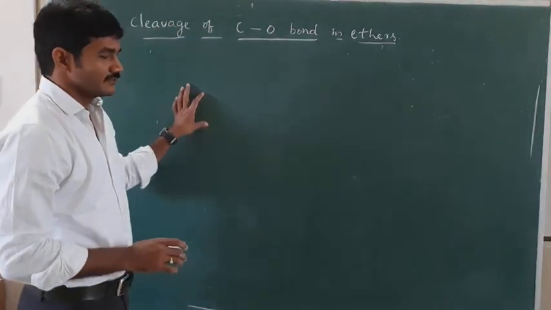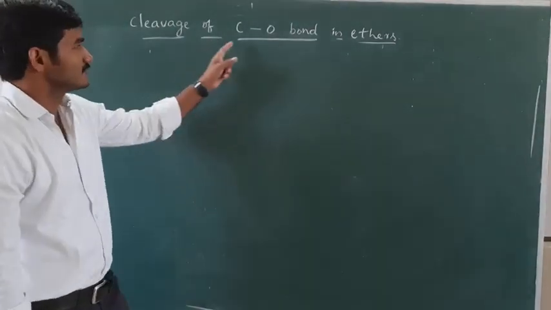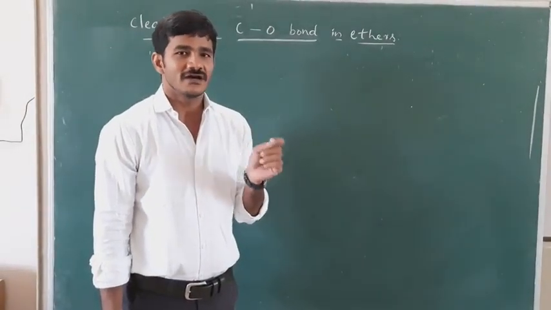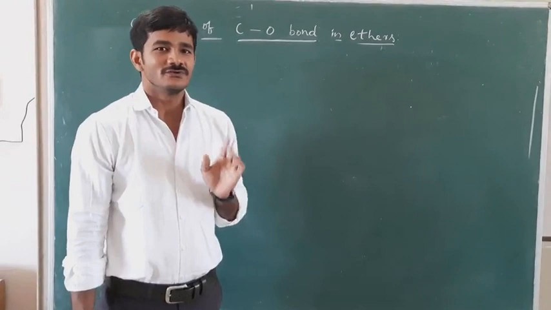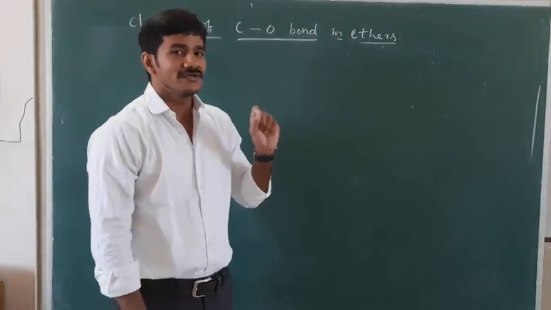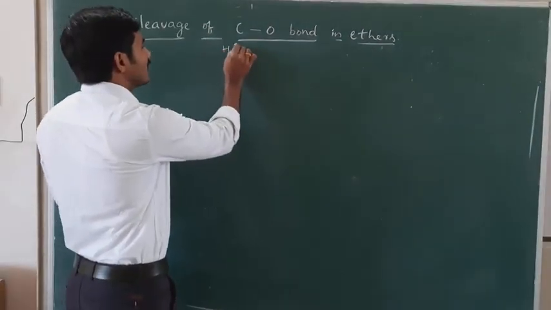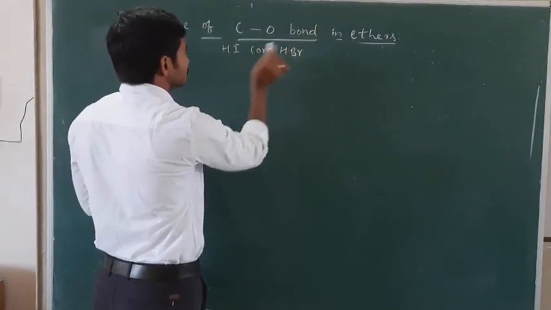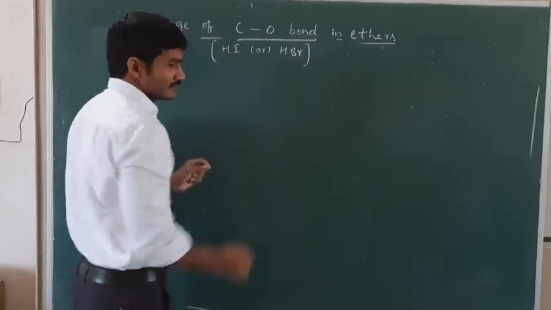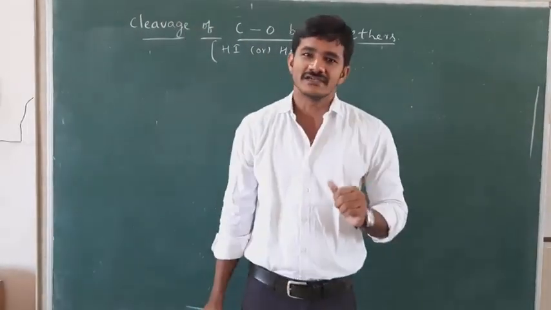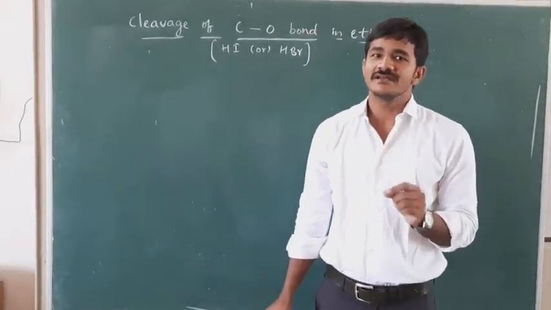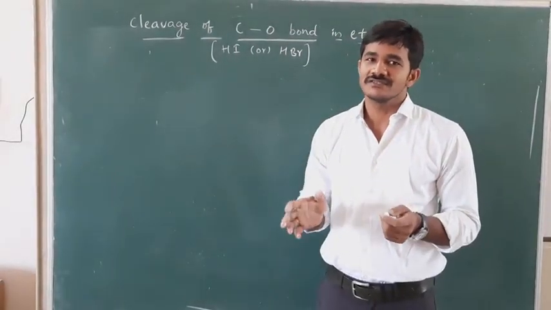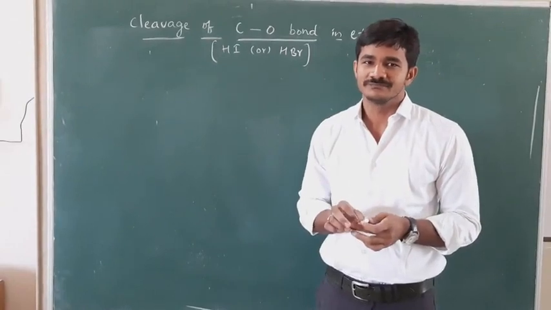Today we are going to discuss the topic cleavage of C-O bond in ethers. In ethers we have two C-O bonds, the general form is ROR. To break that C-O bond, we use strong acids, HI or HBr. These two reagents we can use. We cannot use HF or HCl, because HF and HCl are weak acids, while HBr and HI are strong acids. Strong acids can break the C-O bond in ethers.